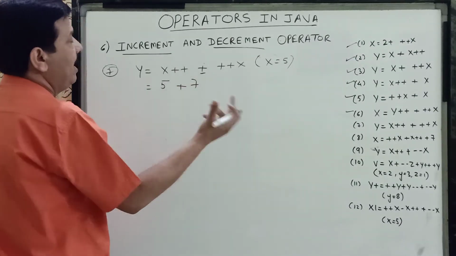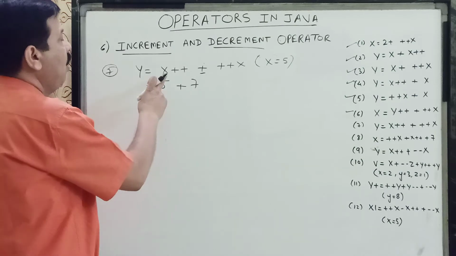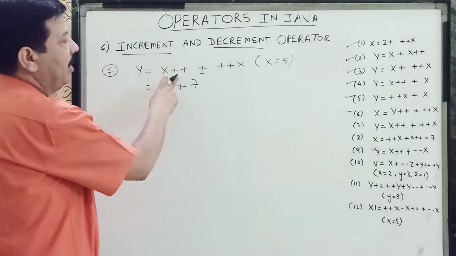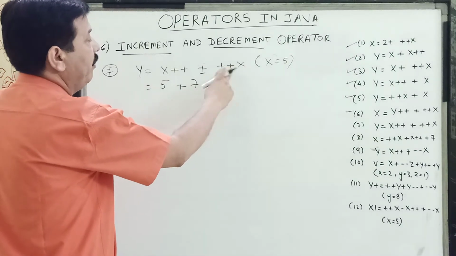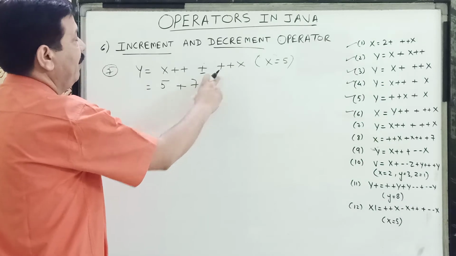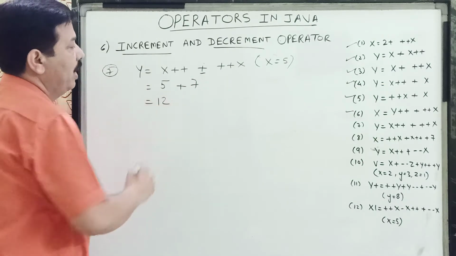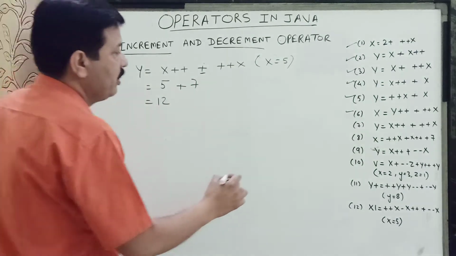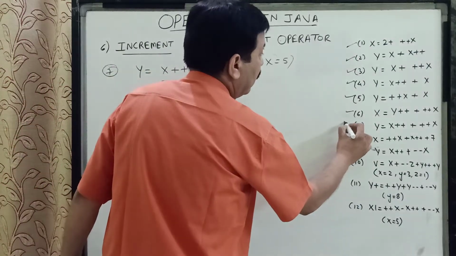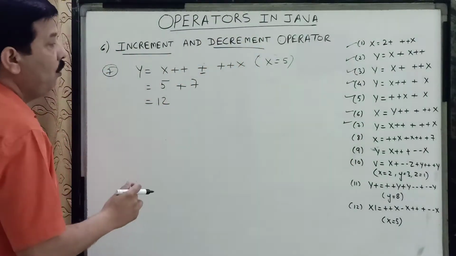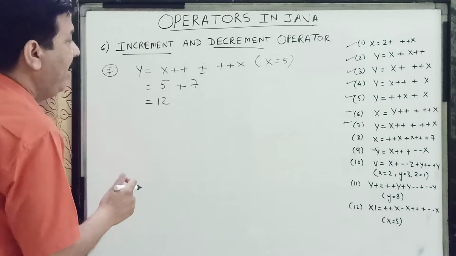So children, 2 times the value of x has been added. One is after using it, it becomes 6, and the other is before using it, then it becomes 7. So the answer becomes 12. If you see the next one, children, this one, we have done.